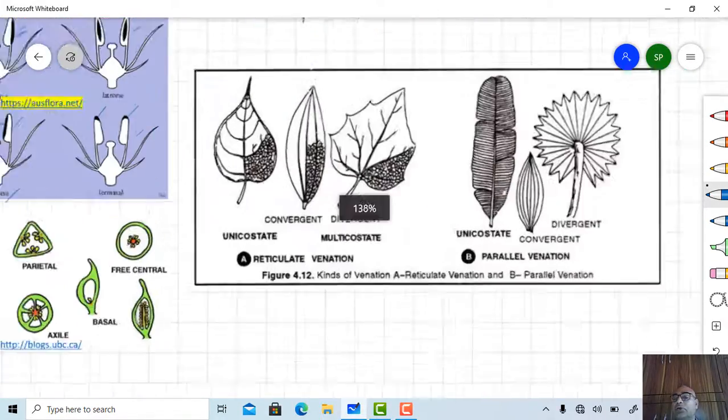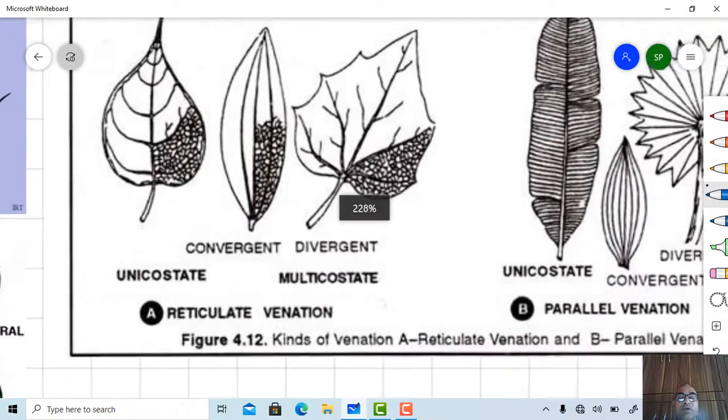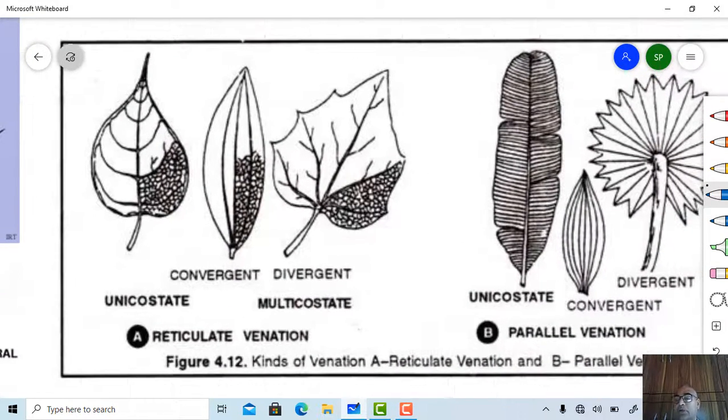This one is about the reticulate and parallel type of venation. What is reticulate and what is parallel type of venation? So this is a reticulate type of venation. Irregular venation is usually present. This one is a unicostate and this one is a multicostate.